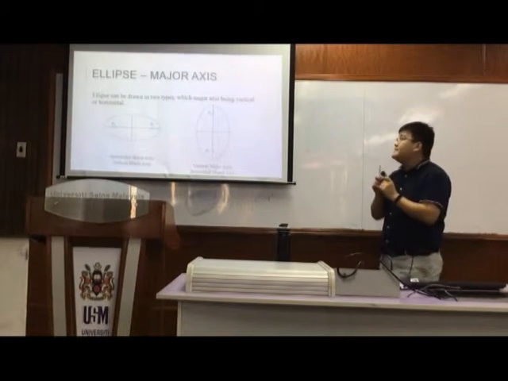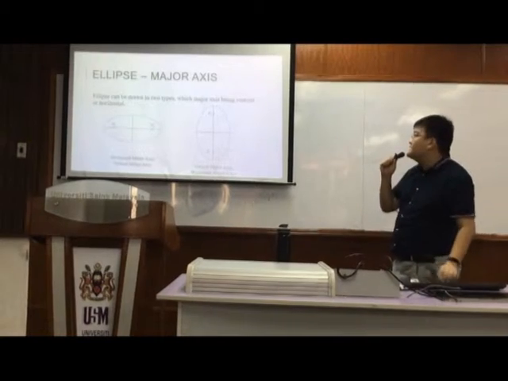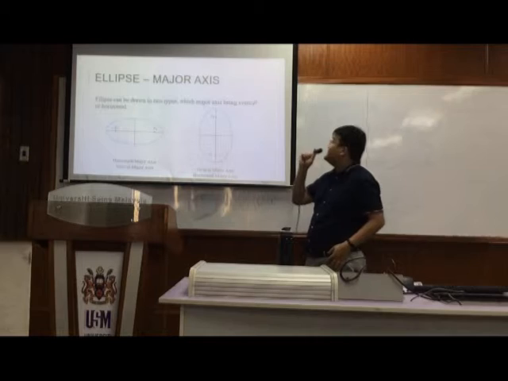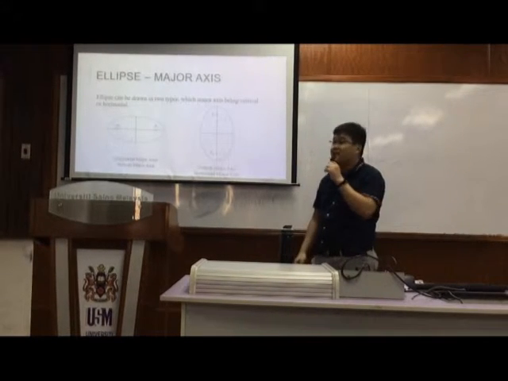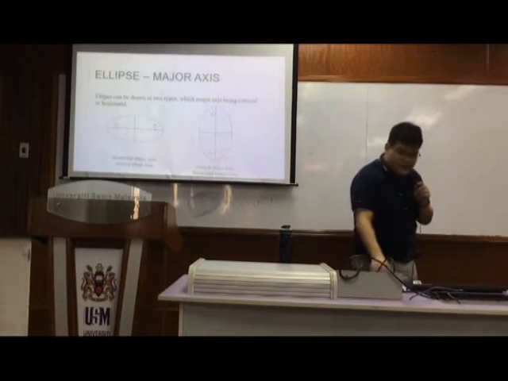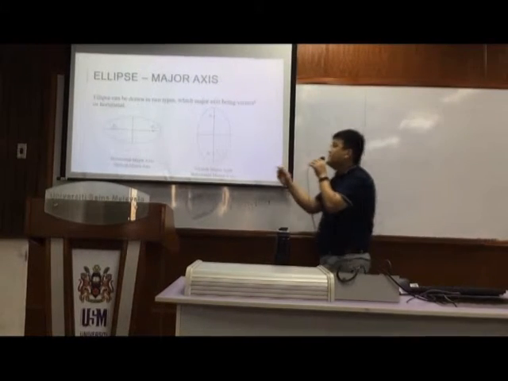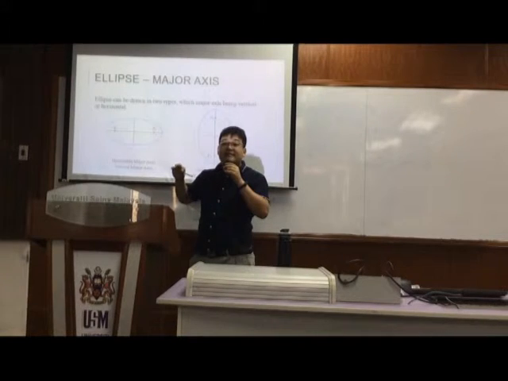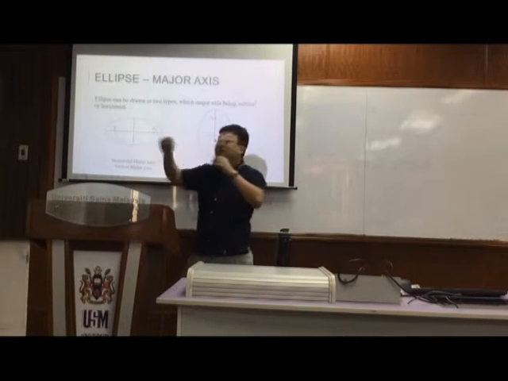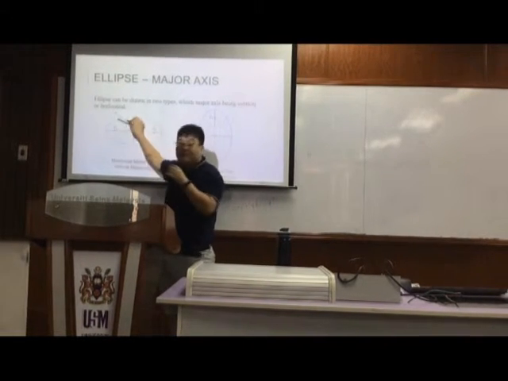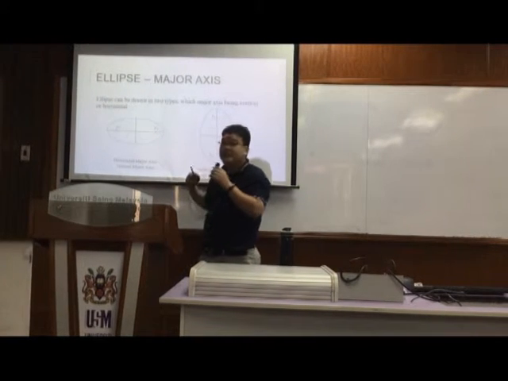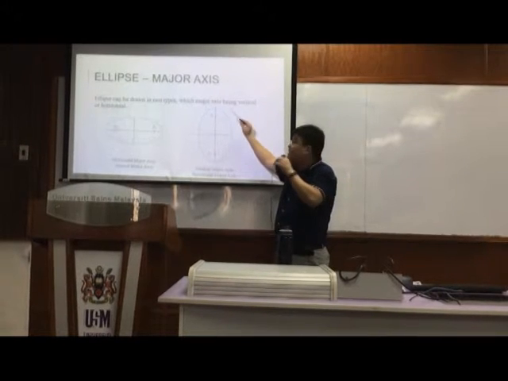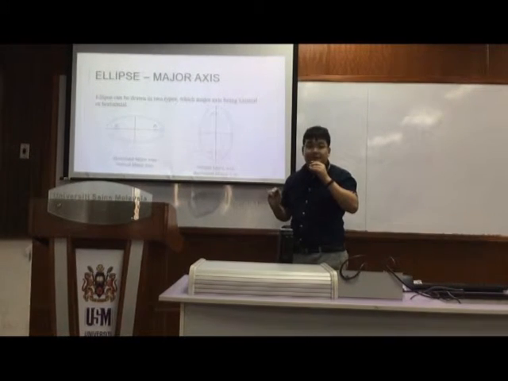So now we go and discuss the major axis of an ellipse. An ellipse can be drawn in two types, where the major axis is vertical or horizontal. So what is meant by the major axis? Observe this one, which is horizontal, right? The major axis has to separate the ellipse into halves, and this is called the major axis. Whereas this ellipse is standing and has a vertical major axis.